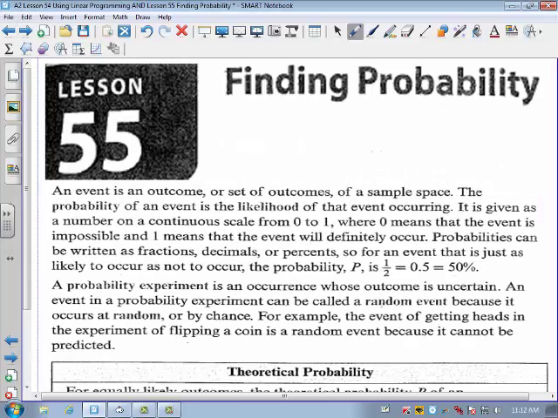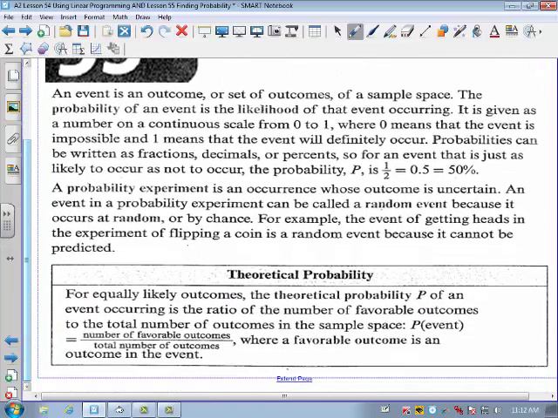Okay, lesson 55, we're talking about finding probability. If you want to know this stuff, read it. Theoretical probability: you have done it since middle school, probably all the way back in 5th and 6th grade, maybe even younger. That is where you want the favorable outcomes over the total number of outcomes. Favorable over total. That's theoretical probability.